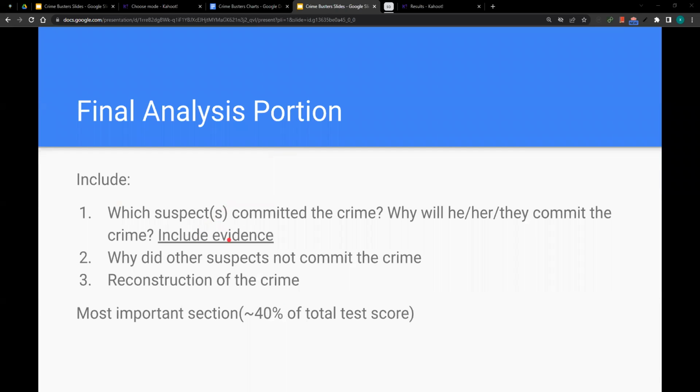And that concludes section 2. And here I'm going to talk about final analysis. And that's when you say which suspects committed the crime and why he or they committed the crime. And you have to include evidence too. So you can say that we believe... The motive. Yeah, you also need to include the motive too.